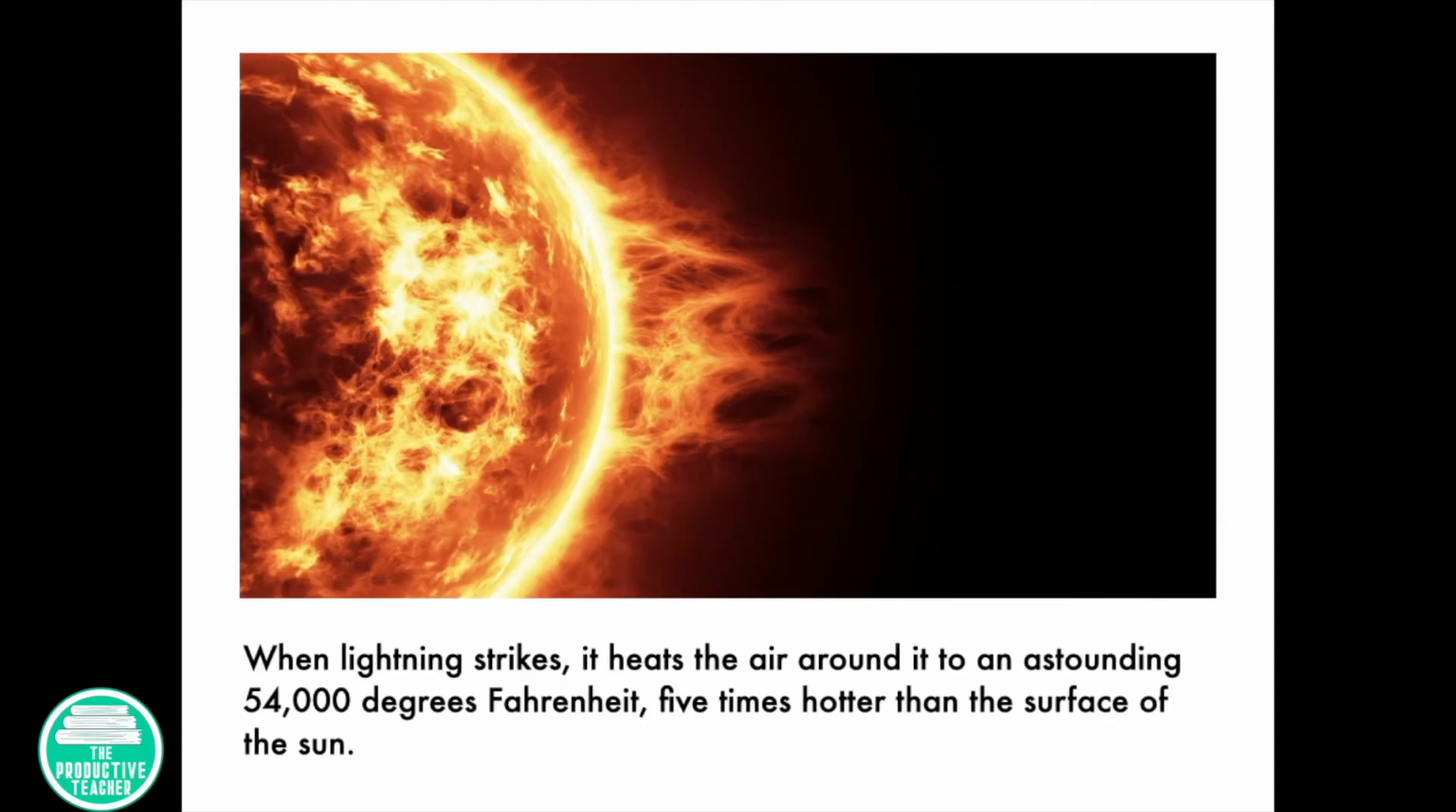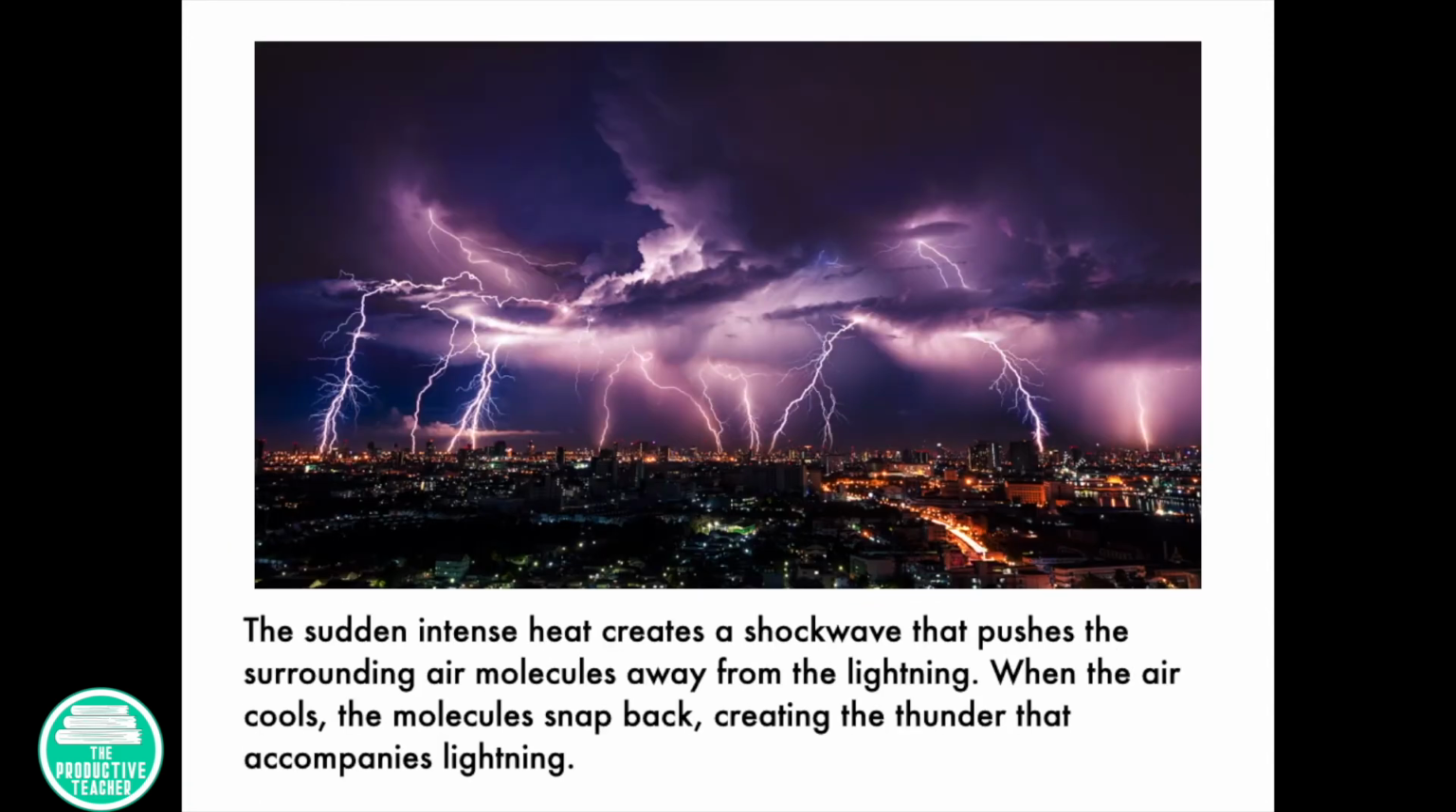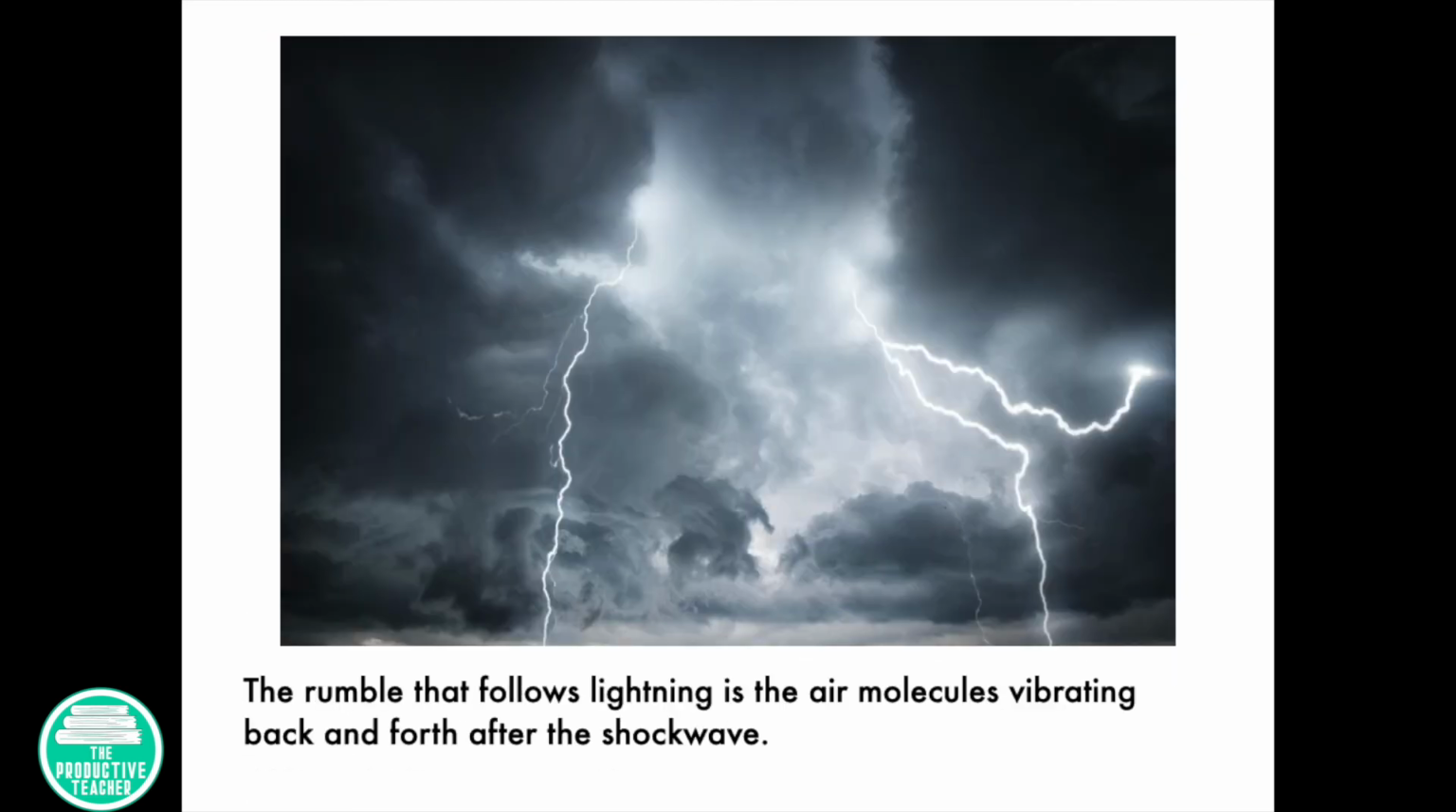When lightning strikes, it heats the air around it to an astounding 54,000 degrees Fahrenheit, 5 times hotter than the surface of the sun. The sudden intense heat creates a shock wave that pushes the surrounding air molecules away from the lightning. When the air cools, the molecules snap back, creating the thunder that accompanies lightning. The rumble that follows lightning is the air molecules vibrating back and forth after the shock wave.